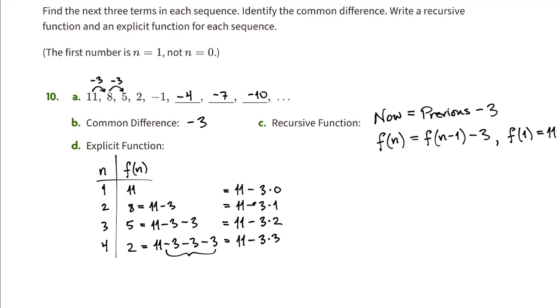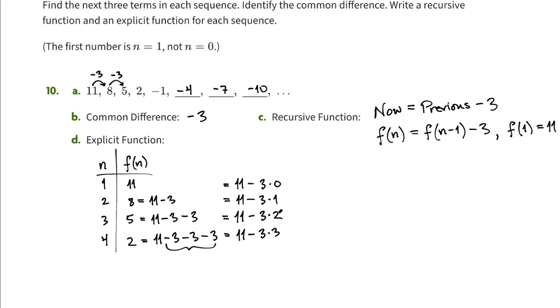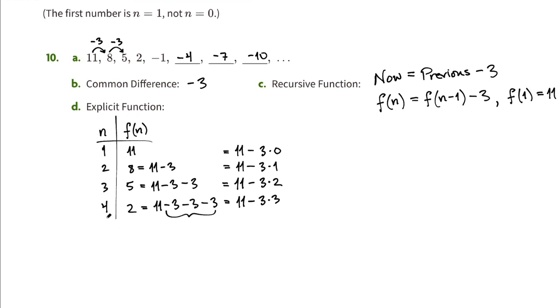So now I see this pattern emerging, and I want to write the formula. For the nth term, I look at what these all have in common. Well, they all have an 11, and then we're subtracting 3 times some number. Now that is the thing that's changing, so that's going to be an expression with the variable in it, n. And we see that the number that it's multiplied by is 1 less than n.